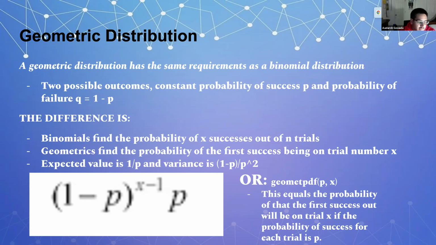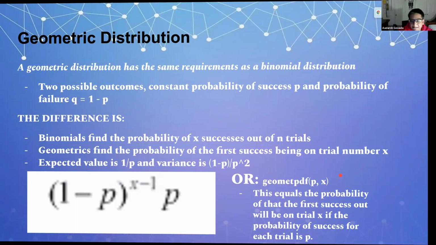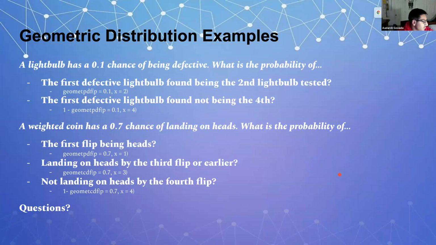For that example, since the probability of success is 0.5, and the trial that you're looking at for success is the 3rd flip, you would say geometpdf P equals 0.5, X equals 3. Geometpdf, by the way, is the exact same as binompdf, except it's for geometric distribution and not for binomial distribution.